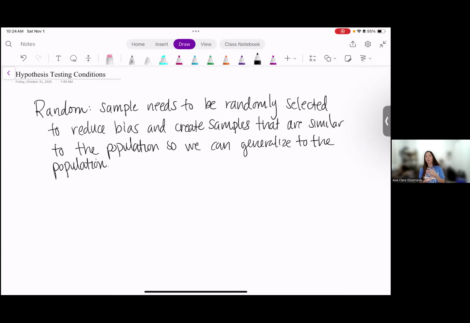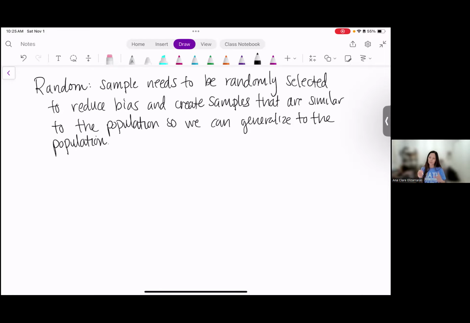And remember, this is the whole point of inference. Now, if I was to go to my class and ask my class whether they liked my teaching or not, that doesn't help me because they've signed up for my class. I cannot generalize that to the greater population. It's biased. So this is really important that we are randomly selecting.